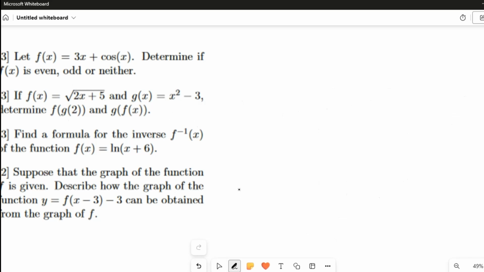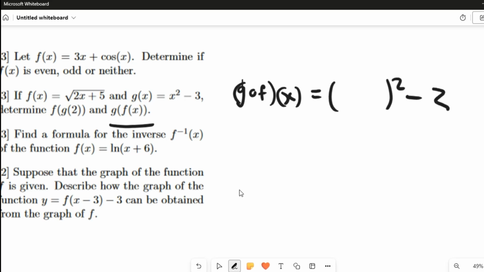They also want us to look at g composed with f. G composed with f of x will be x squared minus 3. You want to write x squared minus 3, but replace the x with the value of f, the function that follows g. In this case, we're replacing this x with that function because g came after f. In this case, f comes after g, and this is how we do it. Our x is now the square root of 2x plus 5.